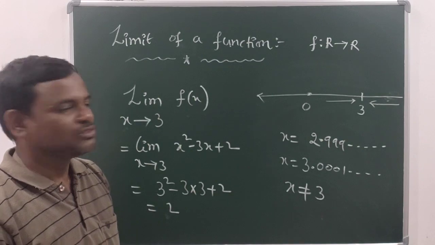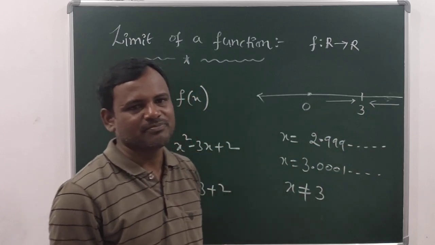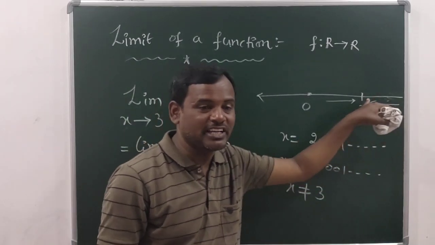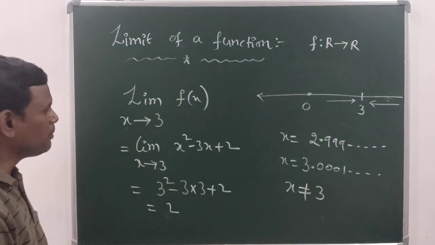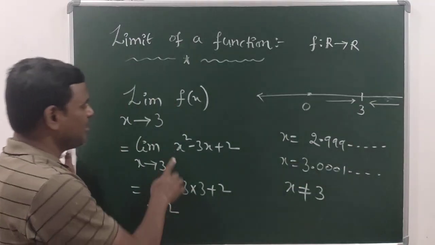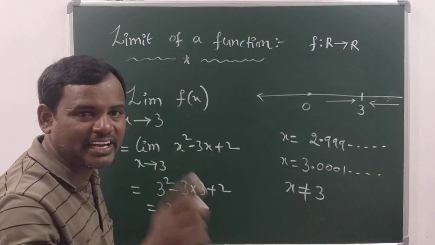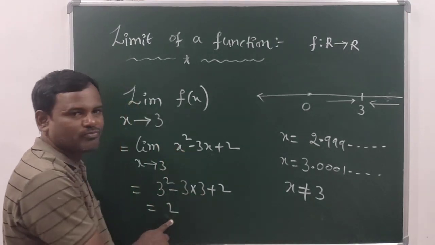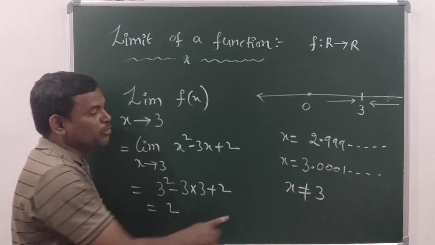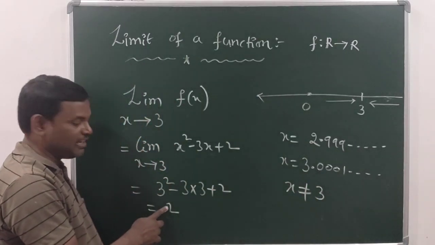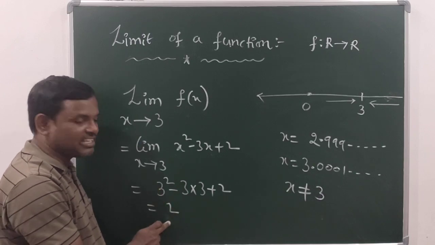Okay, students. If x is approaching from the left side of 3, then 3 is more than x. If x is approaching 3 from the right side, then the x value is more than 3. Suppose you substitute this 2.999 for x and simplify, the result will be 1.9999, but not exactly 2. If you substitute x equal to 3.0001 here, your result will be 2.0001, but not exactly 2.